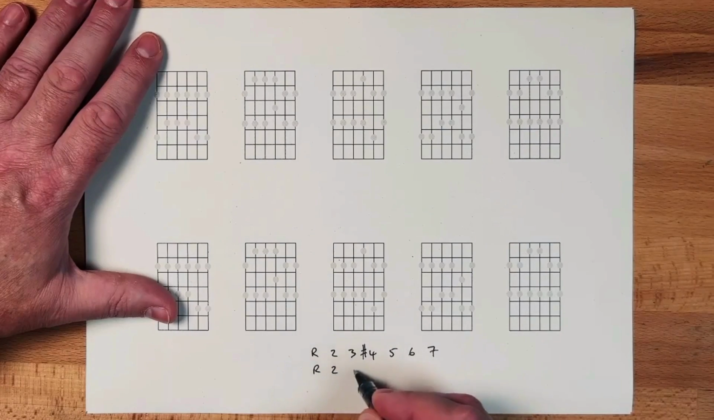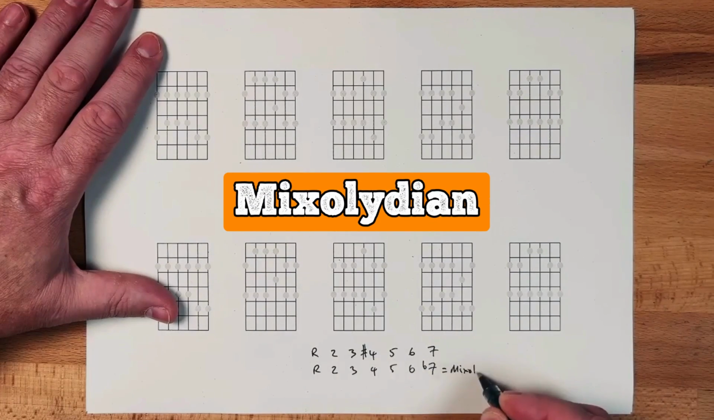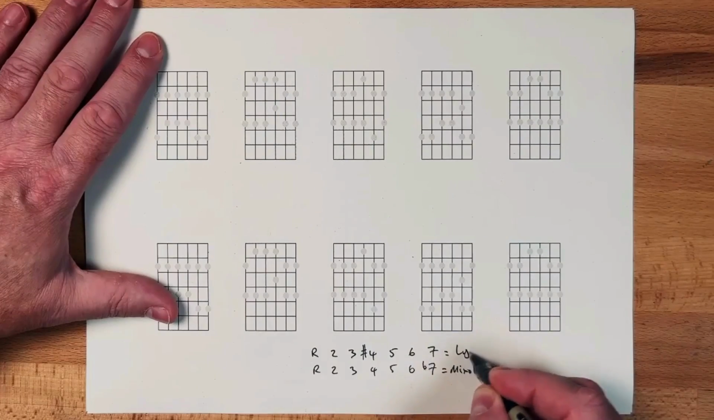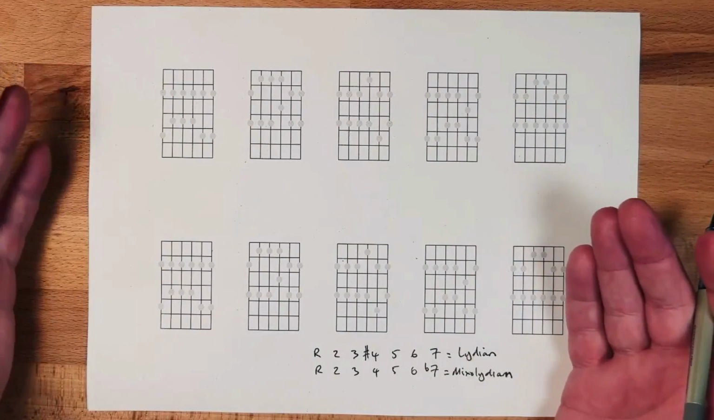Let me do that again. Root, second, third, fourth, fifth, sixth, seventh. Let me flatten the seventh there. That equals Mixolydian. So now we get a different mode. This one was Lydian. This formula here is going to help us to understand what to call the thing.